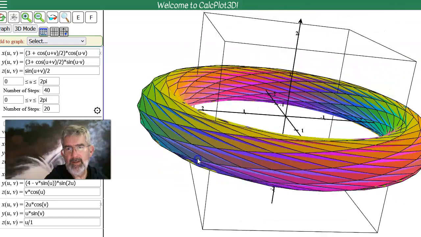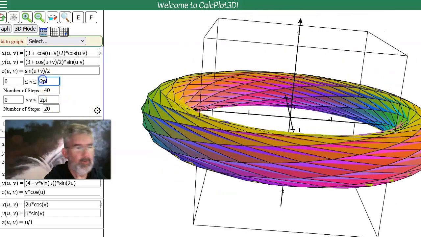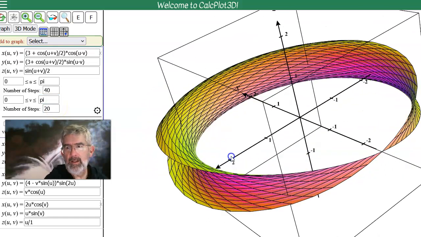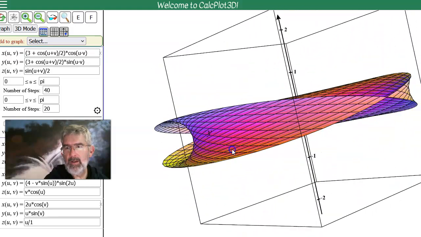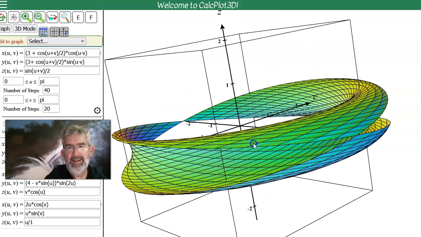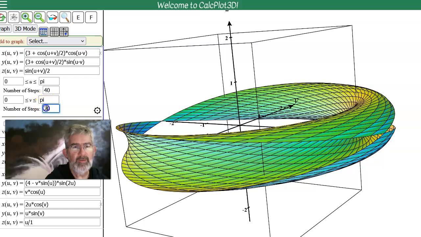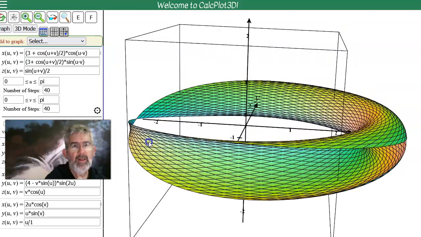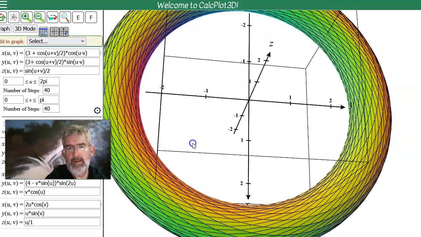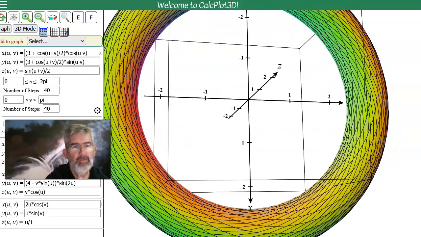What just happened? One of the things that just happened is I'm drawing this thing multiple times over because now it's going around too many times. Oh, I see what's happening. One says 20 and one says 40. Let's make them both 40. No, that still didn't get me there. There we go. Just fabulous.